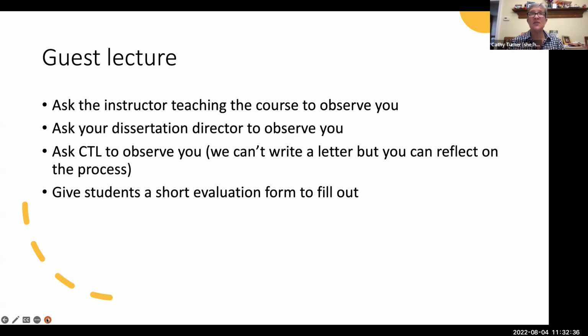You can do that if the person teaching the class has a Canvas site and they're willing to let you give students this kind of quiz. There's lots of different ways to get some feedback on your teaching that isn't the official Penn evaluation form. So don't give up, but you will have to take some extra steps.